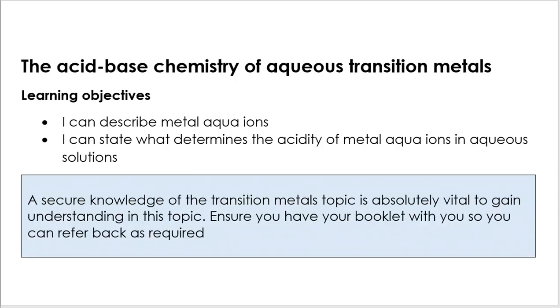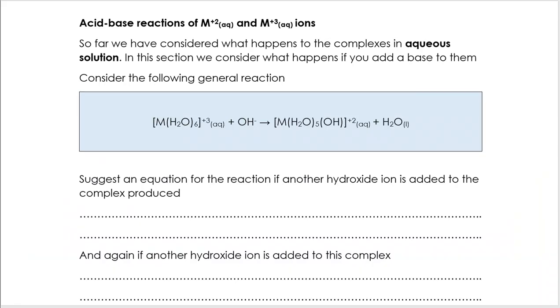So, in this video, we're going to carry on looking at acidity of metal aqua ions that we introduced in video number 1, but we're also going to look at some of the reactions that take place with them as well. So, if we take a look, we have got here acid and base reactions, M2+ and M3+ ions. We're going to see the differences between them. Now, we've looked at what's happened in video 1 simply when they're put into water. But here, we're going to think about what happens if we add hydroxide ions to them.